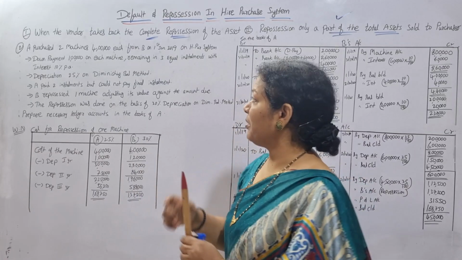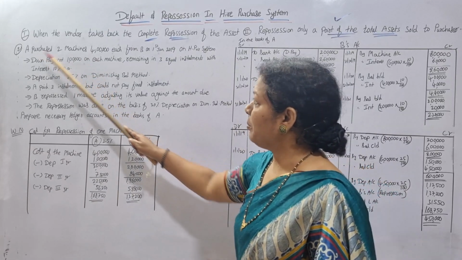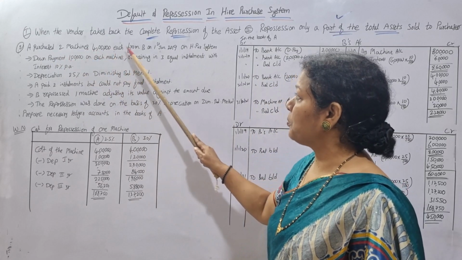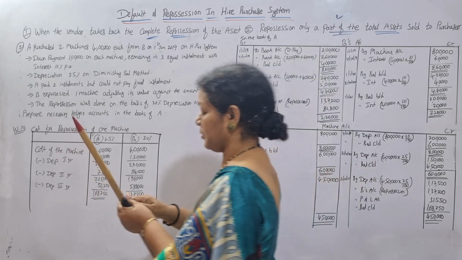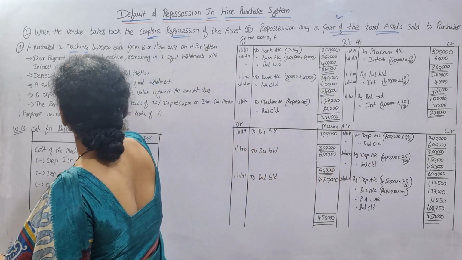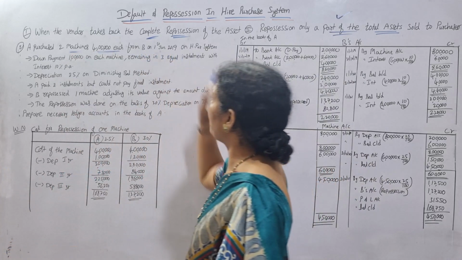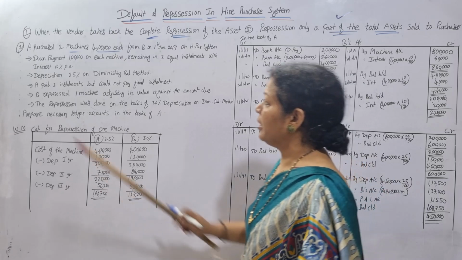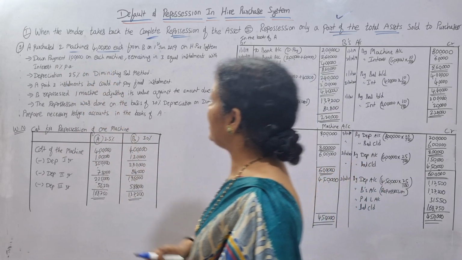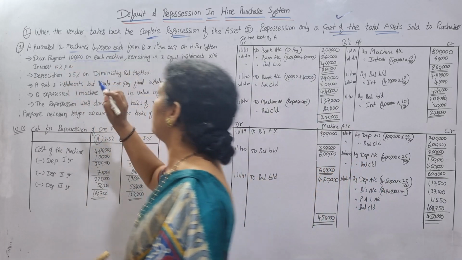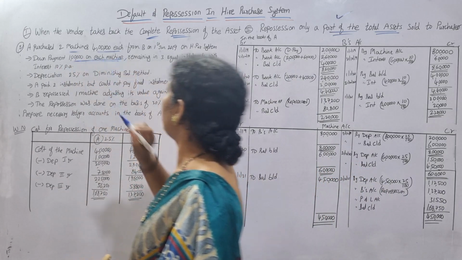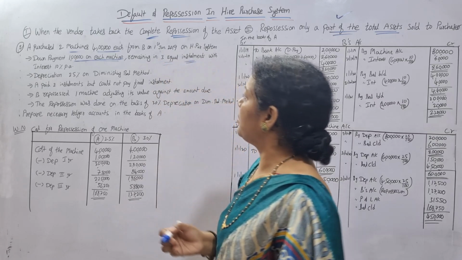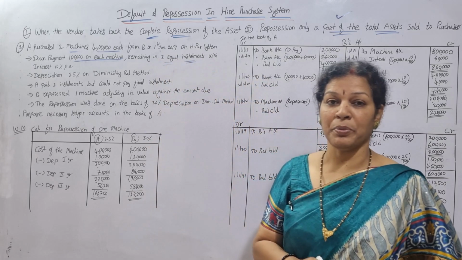A purchased 2 machines, 4 lakh each, from B on 1st January 2019 on hire purchase system. And down payment is 1 lakh on each machine. Remaining in 3 equal installments with interest of 10% per annum.